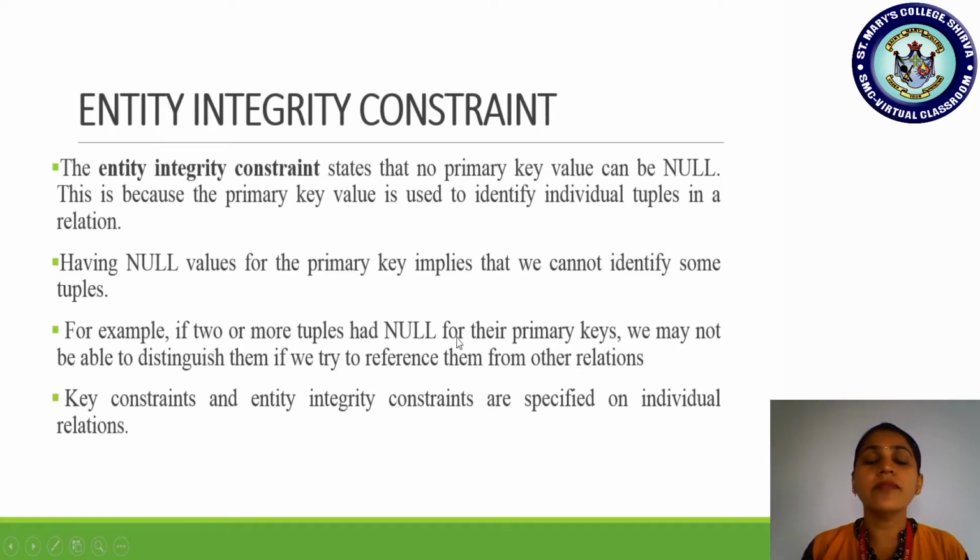Let us assume that for the roll number attribute, as it is a primary key, one or two records are not given a roll number. It is kept null. So what happens then? We will be unable to distinguish them if we try to refer to them from other relations. As roll number is a primary key, it can act as a foreign key.